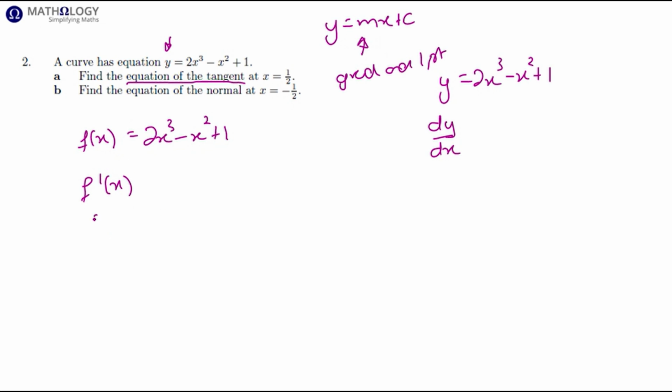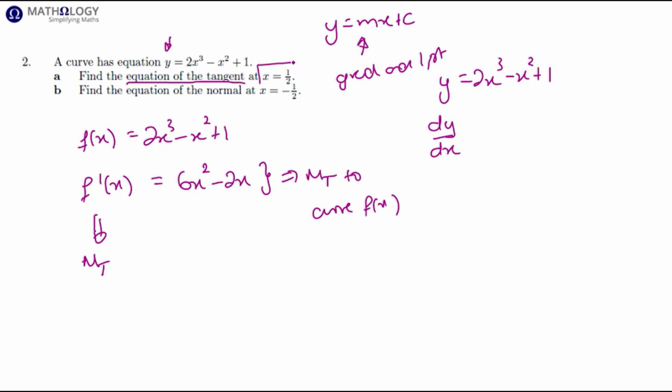f prime x represents the gradient of a curve, which approximates as the gradient of a tangent to the curve at a particular point. So f prime x, the derivative function, the gradient function for f of x, will be 6x squared minus 2x. This expression represents the gradient of the tangent to the curve f of x at a particular point. Now, to find the exact value of the gradient of a tangent to a curve, we need to know the point of contact.